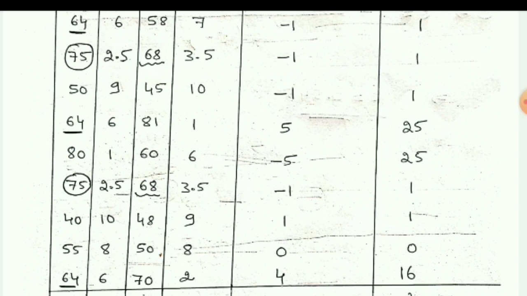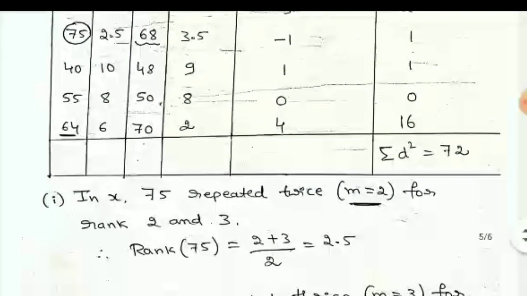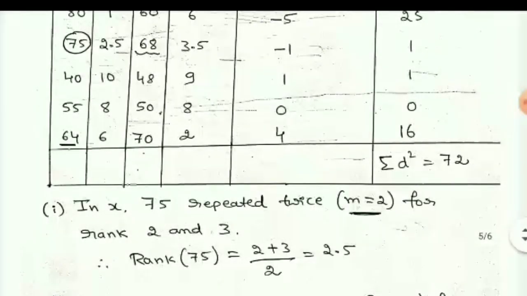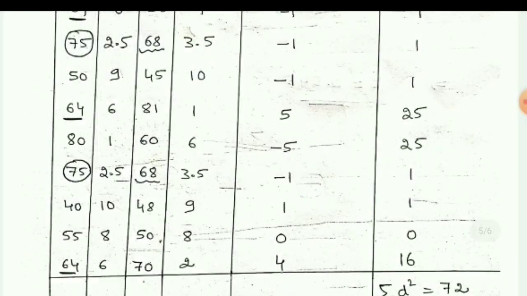But the values are the same. In that case, it's very important. Listen carefully. 75 is repeated twice for second and third rank. That's why I will take the average. It has to take second and third rank. So 2 plus 3 by 2. So 2.5. Therefore, wherever we have the number 75, I will write 2.5. Now, here 75 is repeated twice, right? Therefore, in the first set, the value of m is 2. Okay? Hope you understood. Now, 75 is done. One has to take second rank and one has to take third rank. But I have taken the average, 2.5, 2.5. So, rank 2 and rank 3 are over.